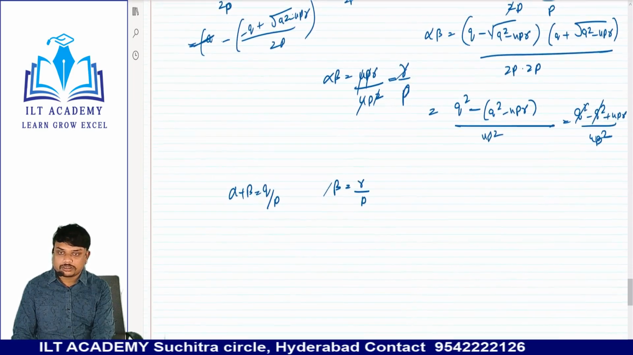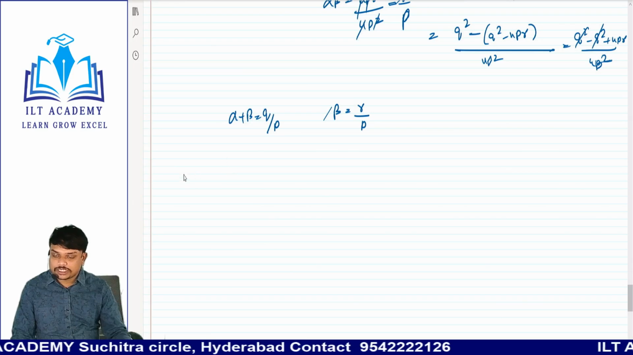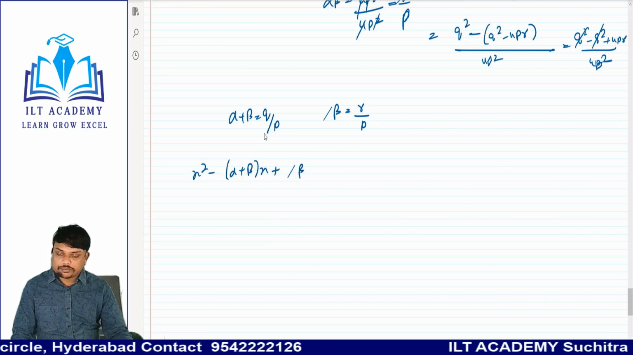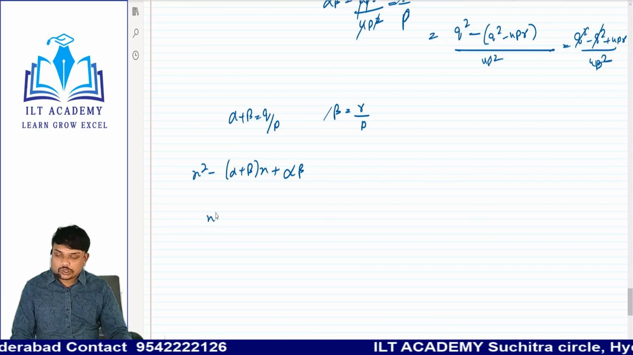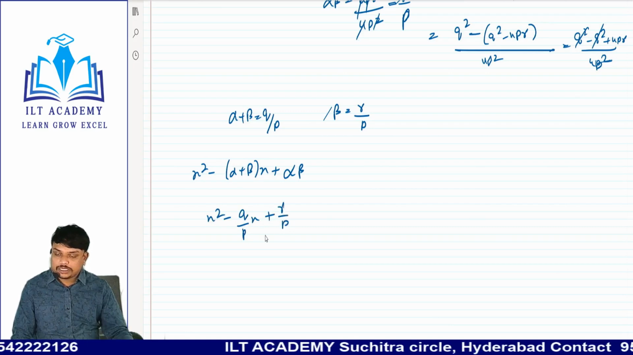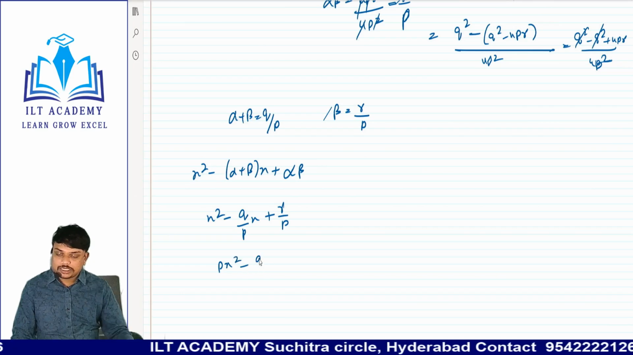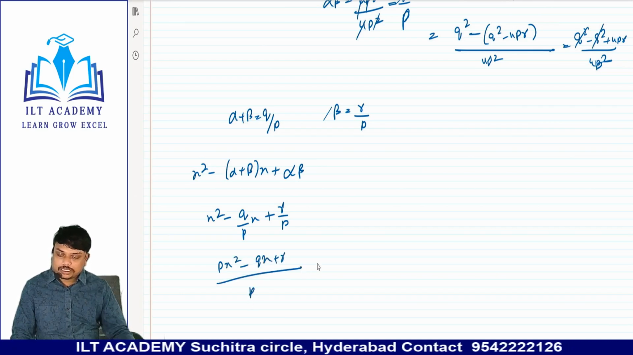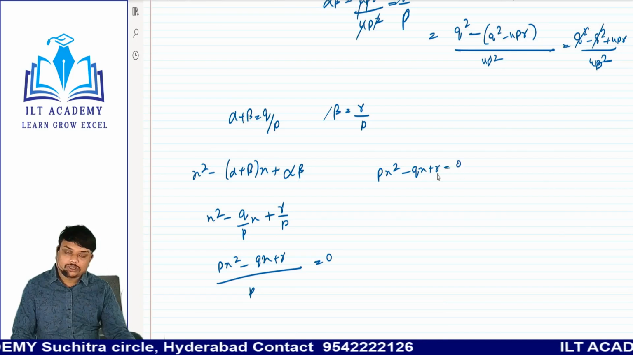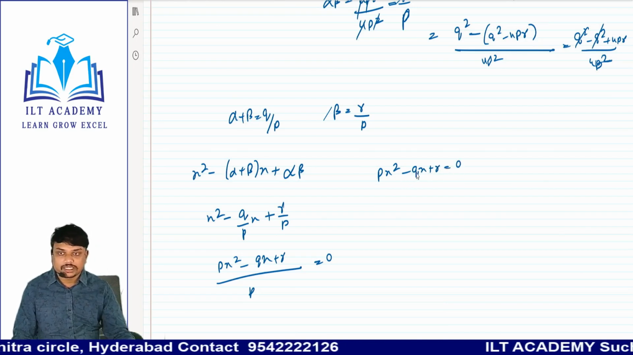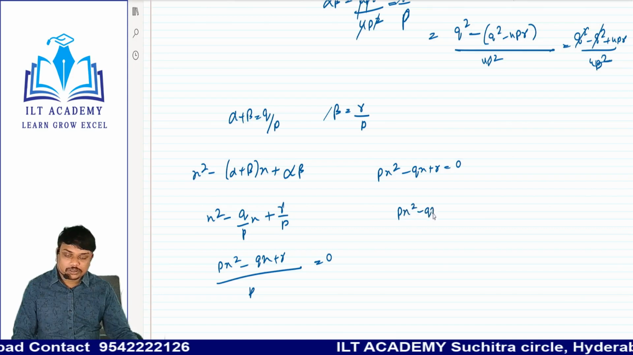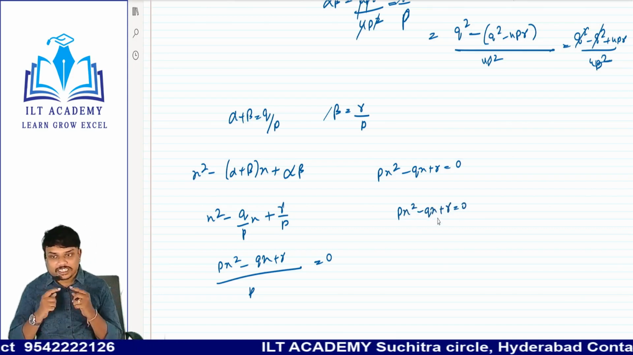Now we need to find the equation. What is the formula I told? x square minus alpha plus beta into x plus alpha beta. So x square minus q by p x plus r upon p. Now if I take p, px square minus qx plus r upon p is equal to 0. P goes to that side. The final answer is px square minus qx plus r is equal to 0. This is the equation. Clear? Any doubts? So px square minus qx plus r is the new equation, which has the negative zeros of the given polynomial.